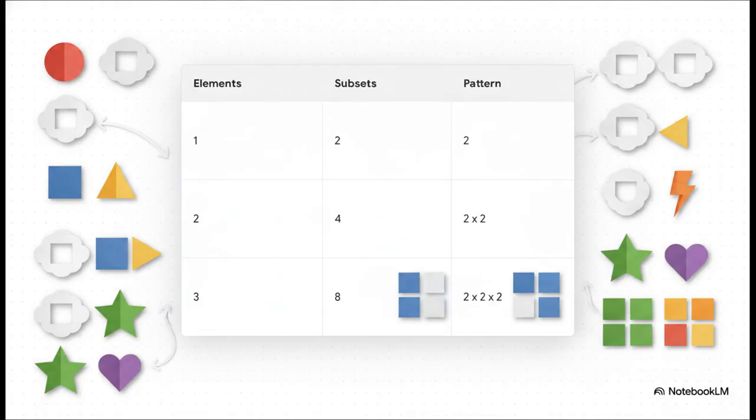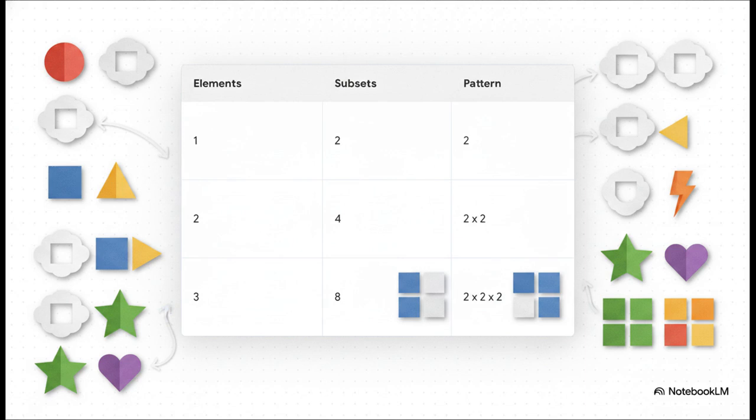If we have one element, we practically list 2 subsets. If we add a second element, we list 4 subsets. If we have 3 elements, we list 8 subsets. Do you see the connection in the numbers? 2 subsets is just the number 2. 4 subsets is 2 times 2. 8 subsets is 2 times 2 times 2.